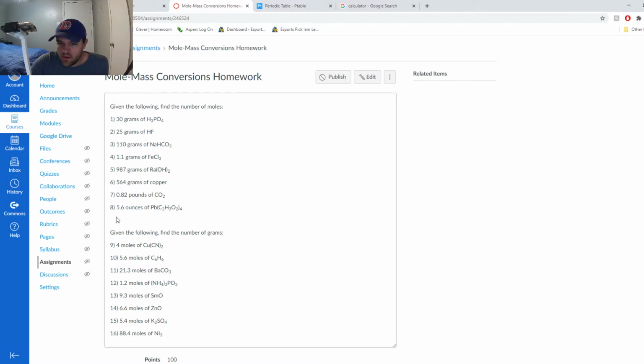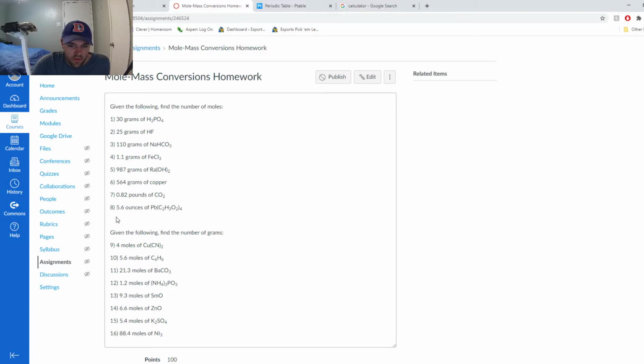Alright, so on number 8, we have 5.6 ounces of lead C2H3O2. Alright, so that's a big old, it's going to be a huge molecular weight, both because lead is very heavy and because it's got a ton of these other elements in there adding to it. And what we're trying to do is convert that to moles.